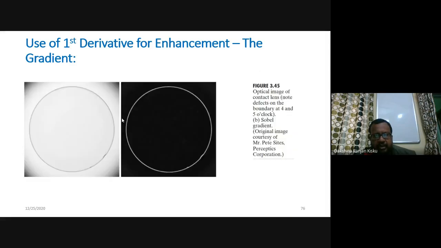Here we are applying the Sobel operator to highlight the edge of this circle. The first image is the input image, and the second image is the output image, which is obtained after applying the Sobel operator. That means if we want to highlight the boundary of this circle, then we can apply a number of gradient operators. These gradient operators are nothing but sharpening filters, and these sharpening filters are used to highlight the different discontinuities in the image. So here an example is given, and this example uses the Sobel operator to highlight the boundary of this circle.